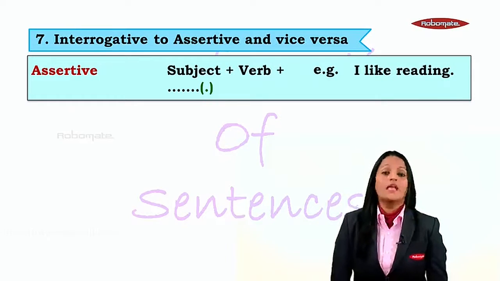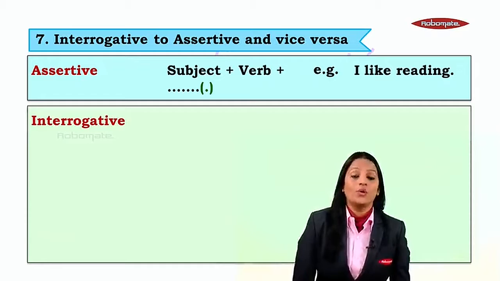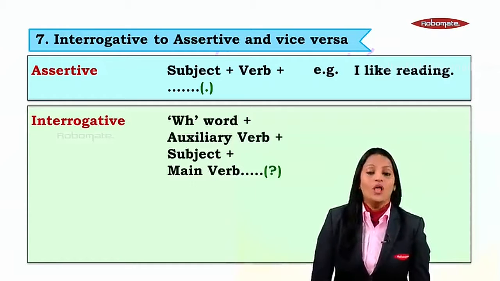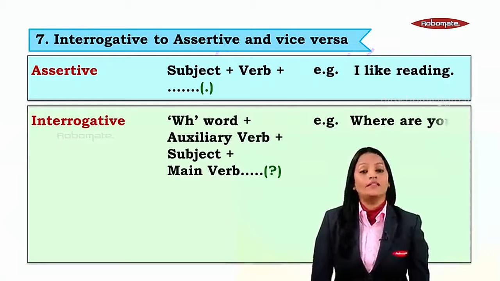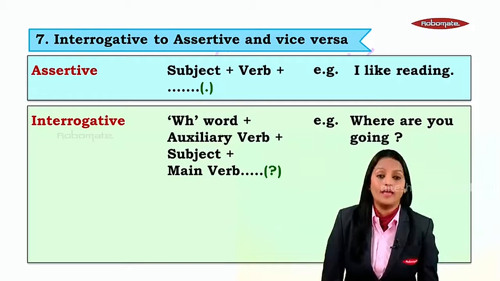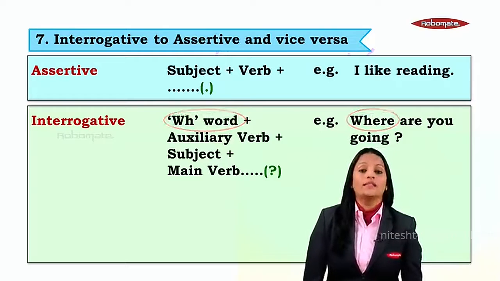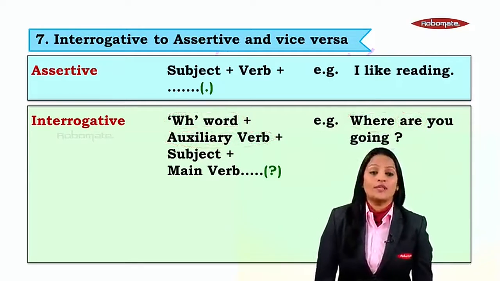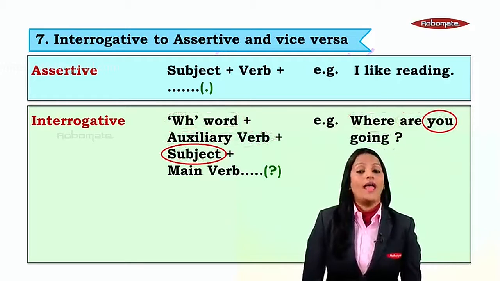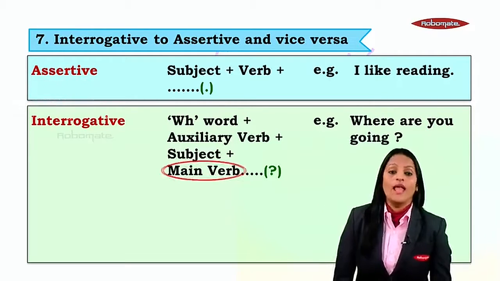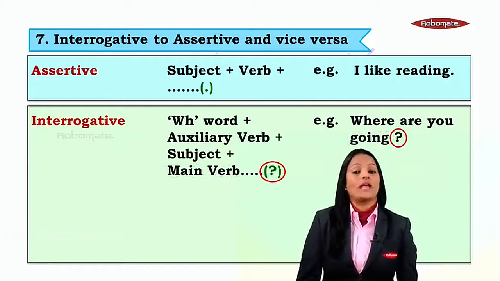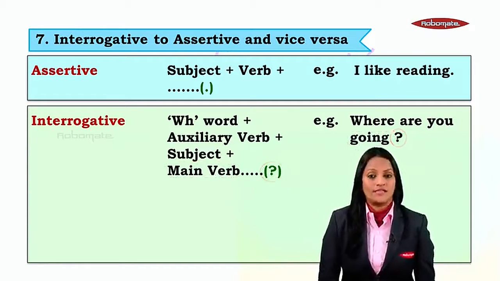stop. Next, interrogative. As we know, there are two types of interrogative sentences, WH and yes, no. So WH word, then the auxiliary. So here we have where, that is the WH word. Then are is the auxiliary verb. Then the subject, that is you, and the main verb going, and finally, of course, the question mark. So that is one type of an interrogative sentence.